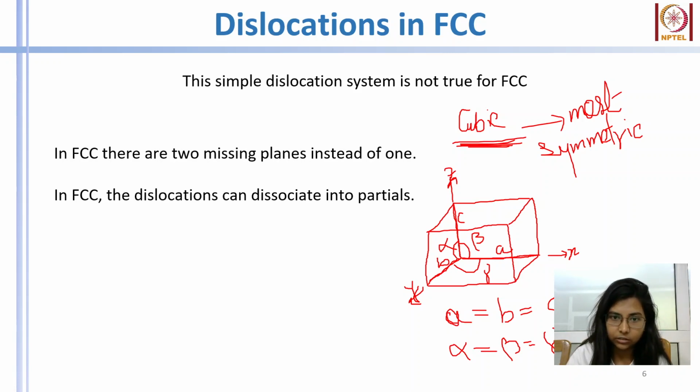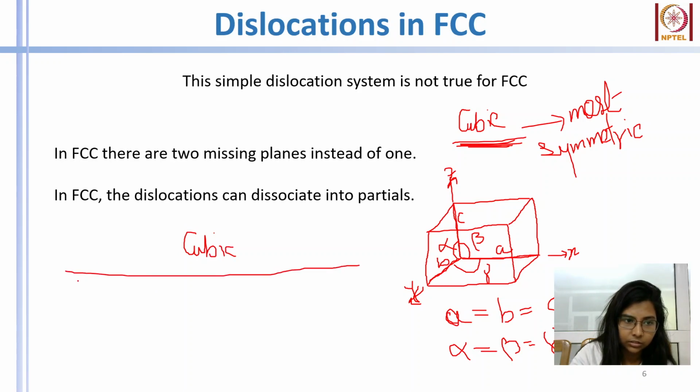Now in cubic, we also have some classifications, right? At first we have the primitive, then we have the body centered, BCC. Then we have the C centered. This can be A or B or C, but conventionally we call it C centered. And then we have the FCC.